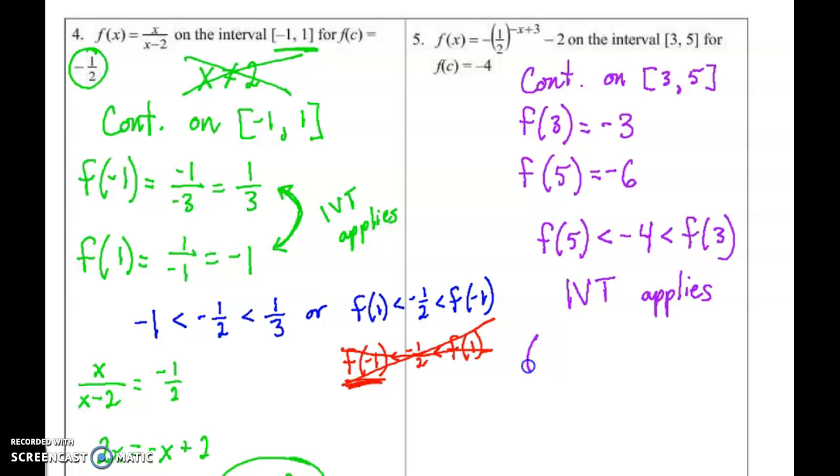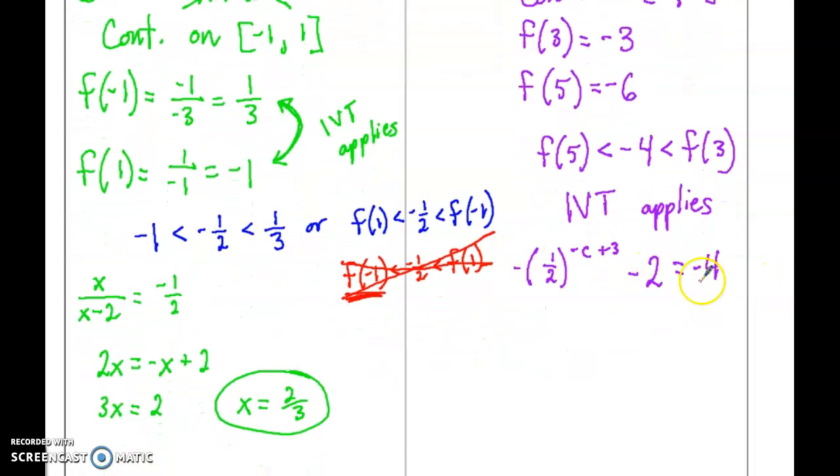And again, a better teacher might write it this way: -x plus 3 minus 2. I said a better teacher, then I didn't even do it. Change the x to a c value because they're asking for f of c is equal to -4. So you don't need a calculator. Let me just show you what it would look like. Add 2 over. So that's -2. Divide both sides by -1.